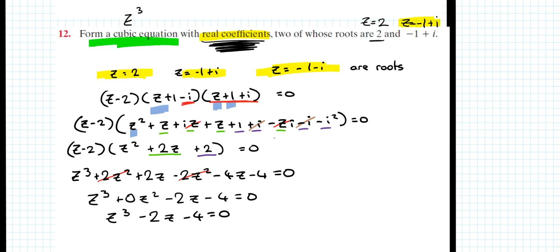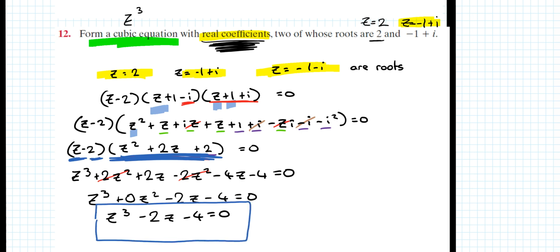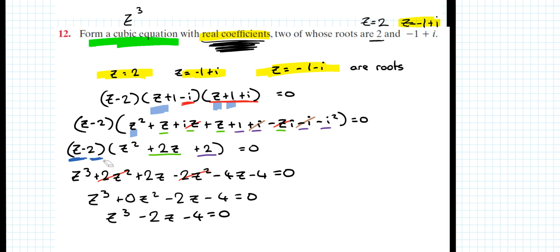Okay, tidy up the second bracket. And then multiply in the first bracket again. So this z into all of this. And the minus 2 into all of this again. And we get down to a lovely equation with real coefficients from our roots that were provided.